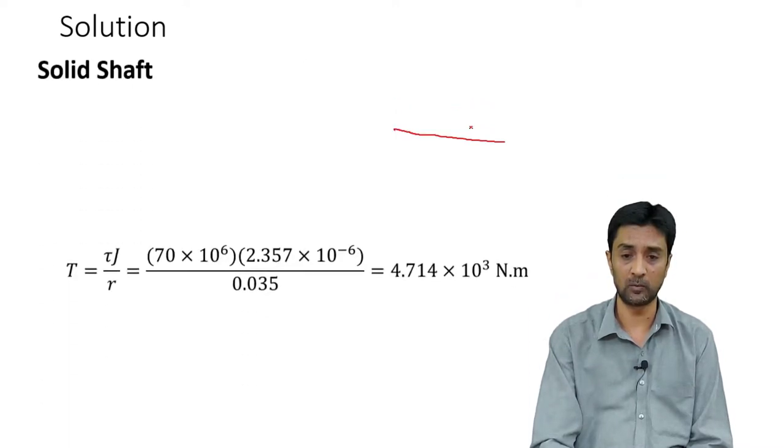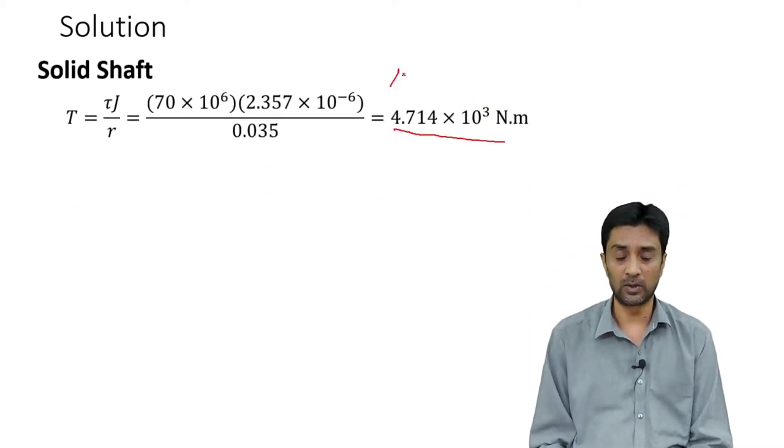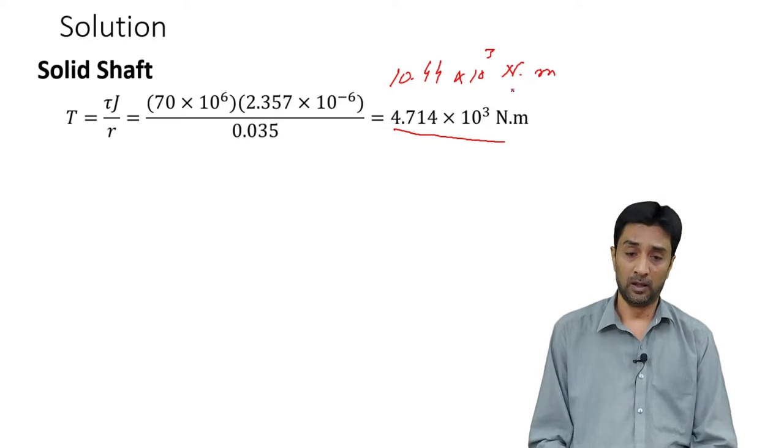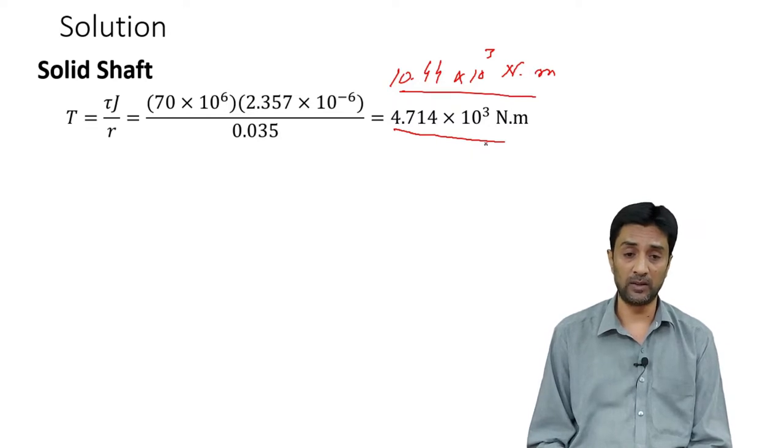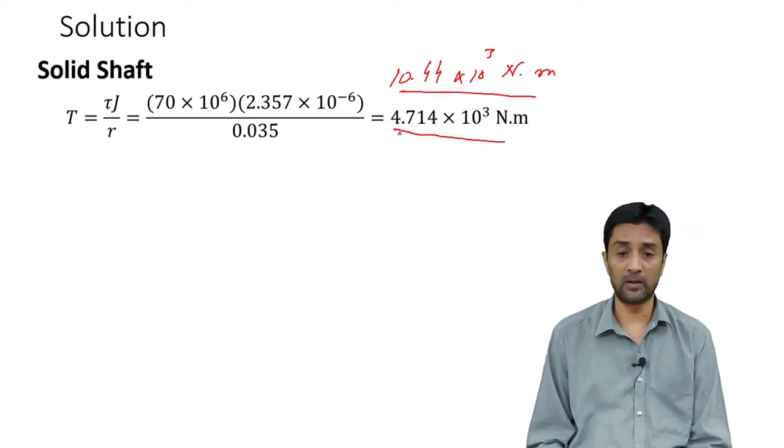यहाँ लिख देते हैं 10.44. So 10.44 into 10 raised to the power 3 Newton meter torque. You were allowed to apply that much amount magnitude of the torque when the shaft was hollow, and when the solid shaft you could apply a torque of 4.714.